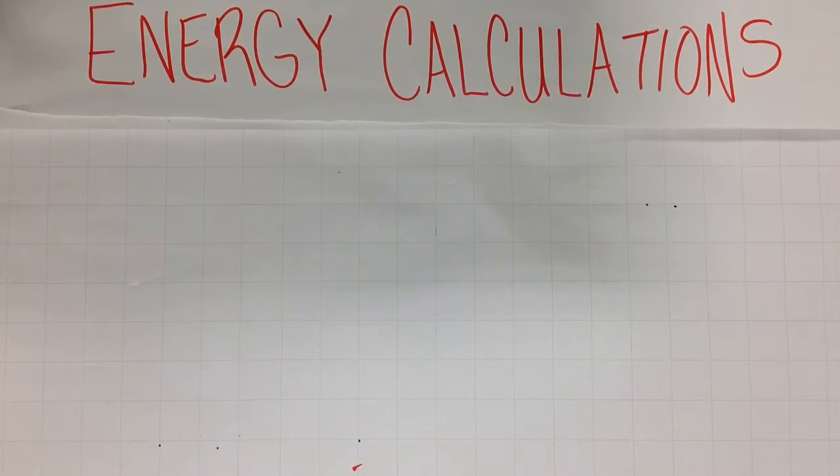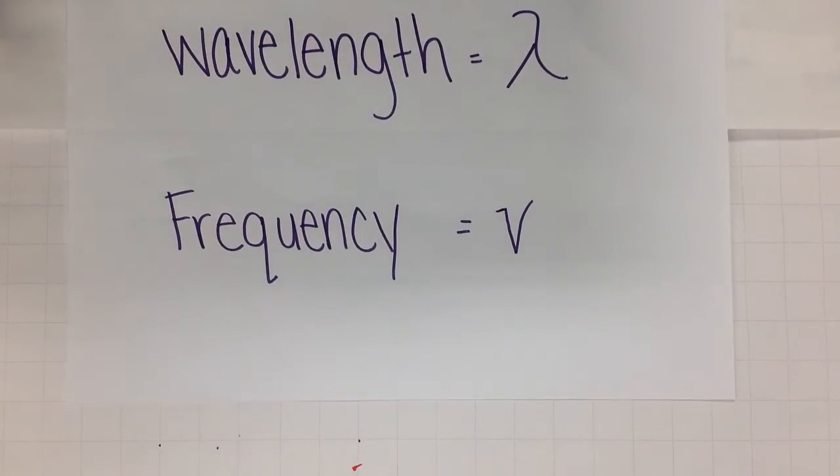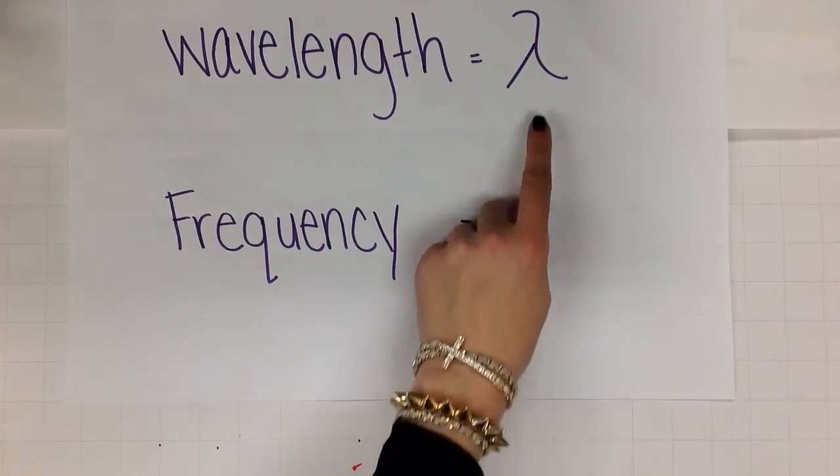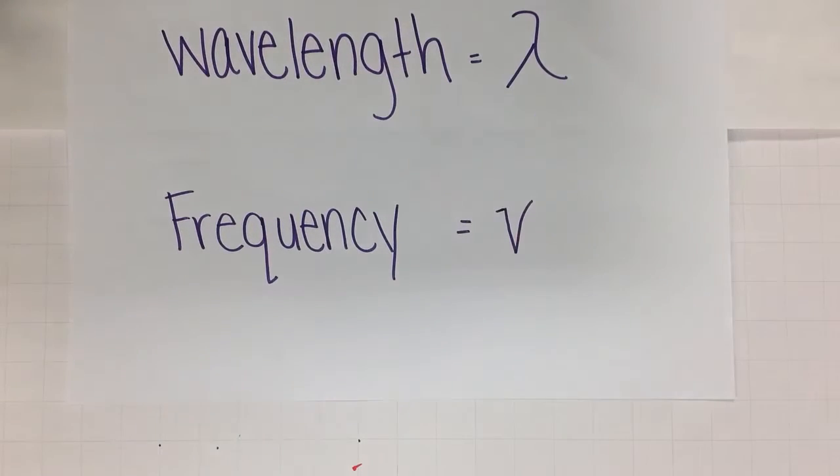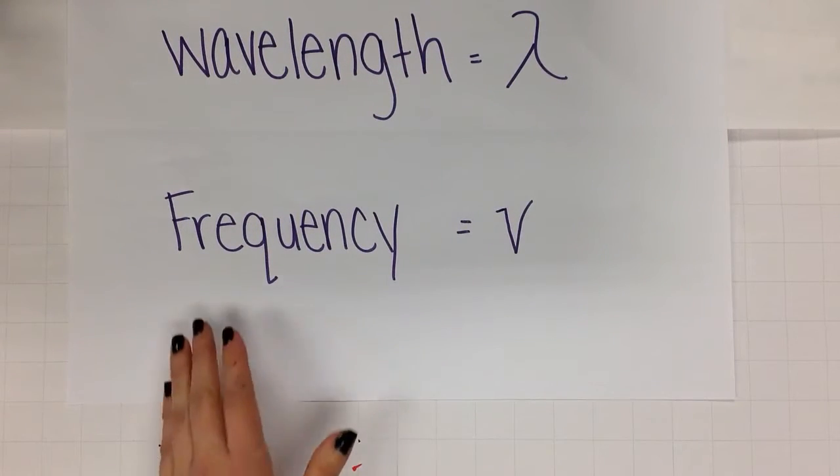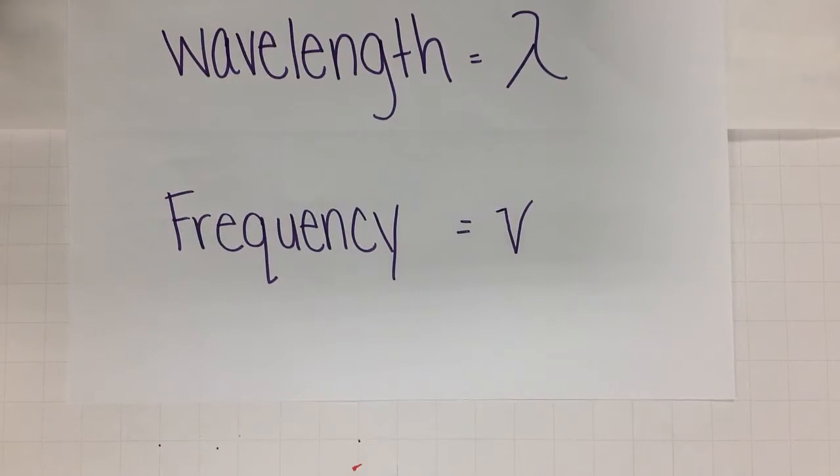So let's start off with some basic things that you should know. And that is, the symbol for wavelength is this right here. It's an upside down Y called lambda, Greek alphabet. And the symbol for frequency is kind of like a cursive or a slanted italicized V.